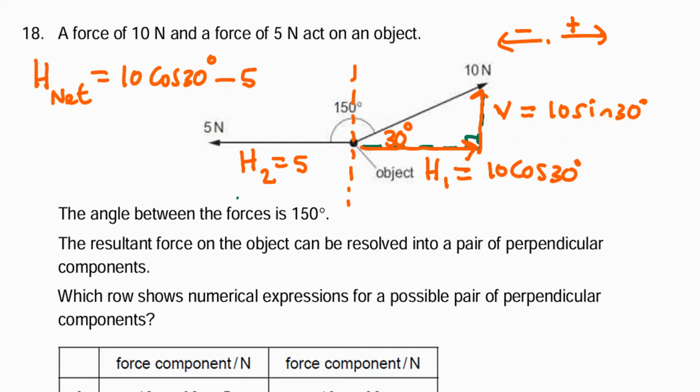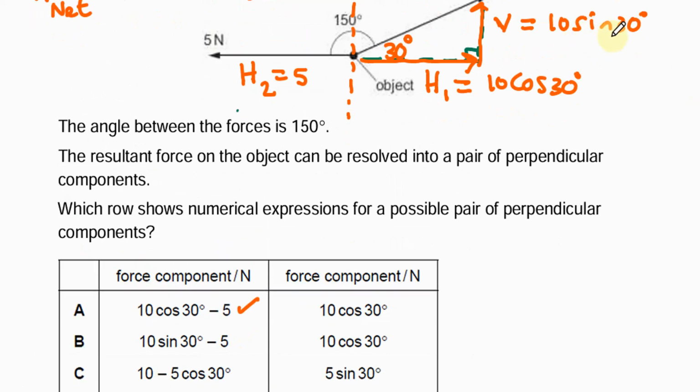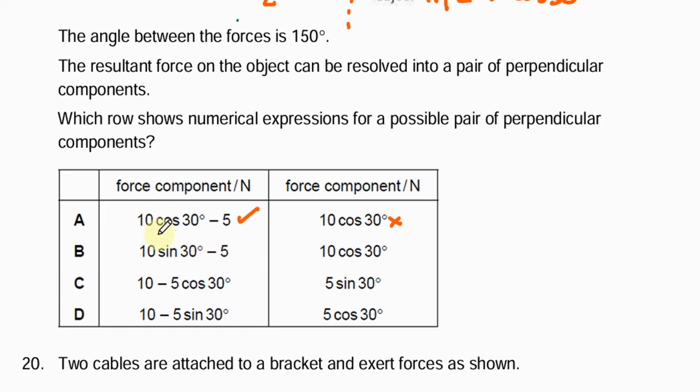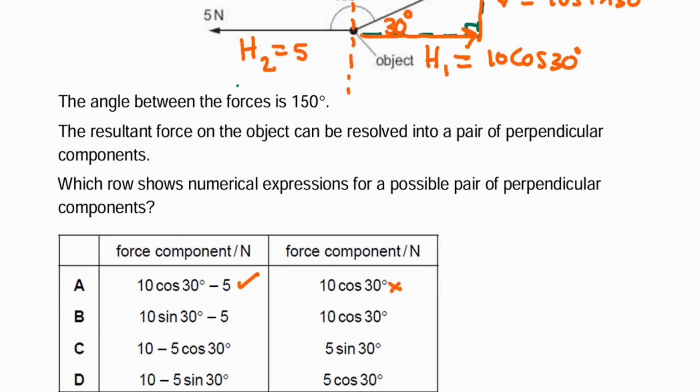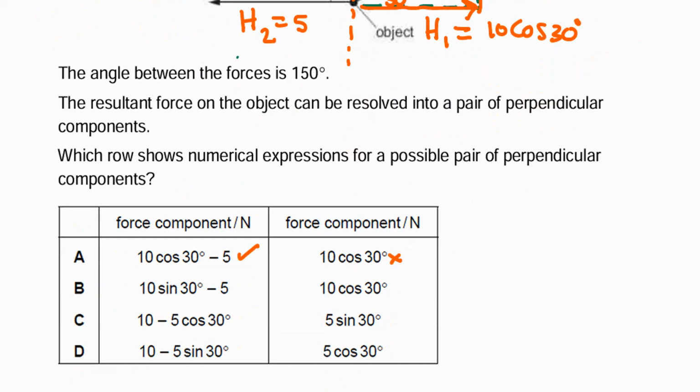So let's look at these answers. The first one says 10 cos 30 minus 5. So this could be correct. However, we don't have 10 sin 30 for the other component. So this is incorrect. Now, there's no other option that has 10 cos 30 minus 5 and 10 sin 30. So the question now is, what do we do from here?